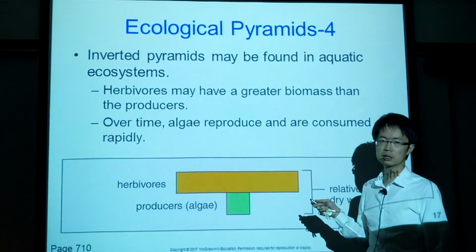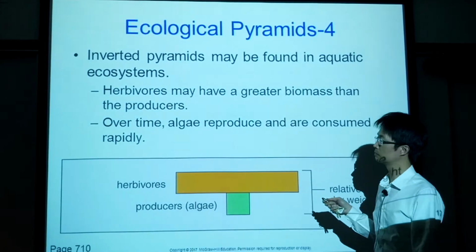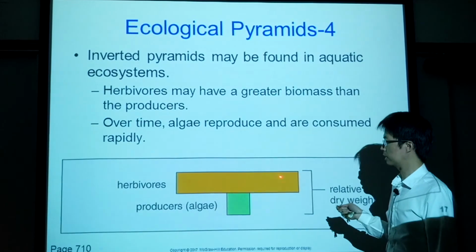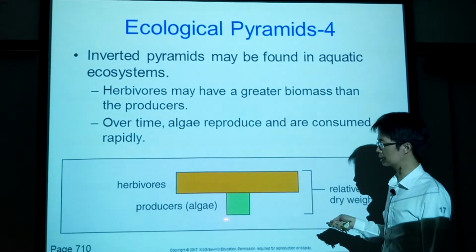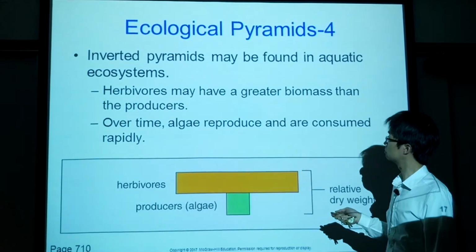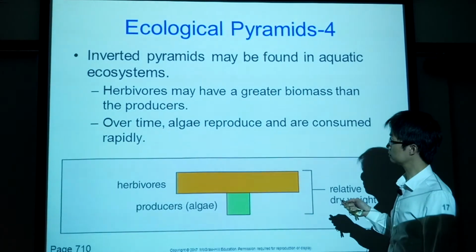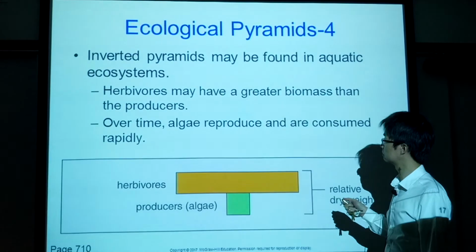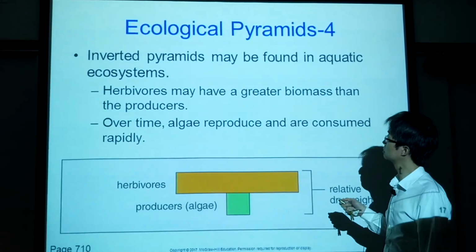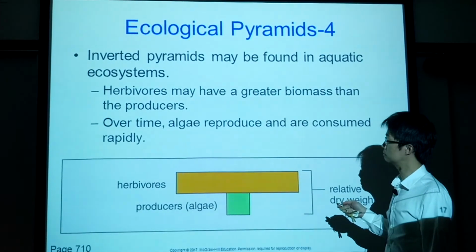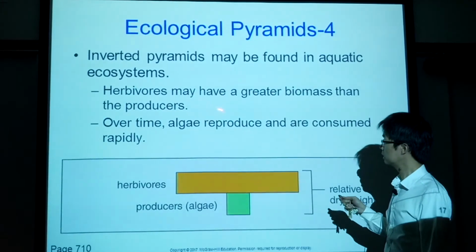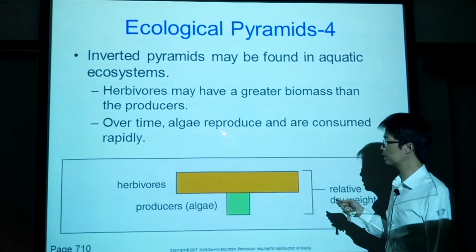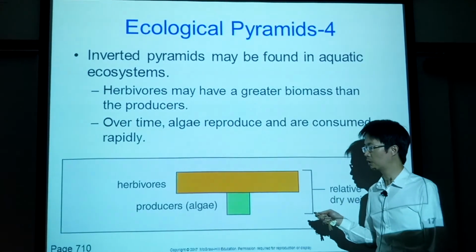So in the aquatic ecosystem, it is the opposite. The biomass of the herbivore is a lot larger than the biomass of algae. The algae will reproduce really quickly to feed the herbivores.